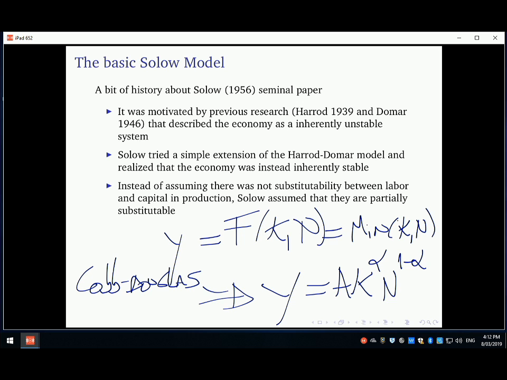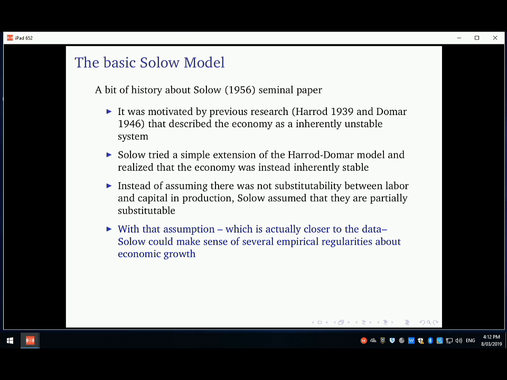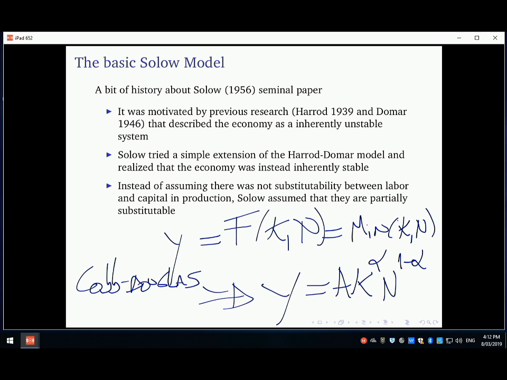Okay? Good. So we'll see that later today in the lecture. Which is an assumption that is much closer to the data. So again, this production function implies an elasticity of substitution, where epsilon is going to be the elasticity of substitution.